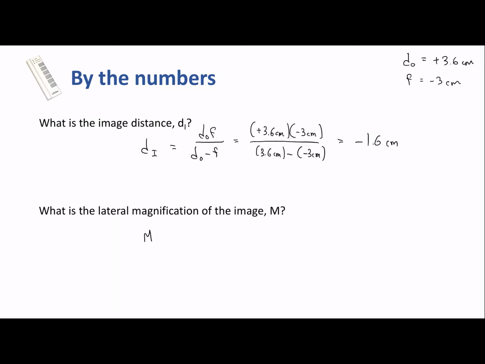Let's think about the lateral magnification of this image, minus the image distance over the object distance. Well, what is that in this case? I have a minus, and again, I have to preserve all of my negative signs. The image distance is minus 1.6 centimeters. I can't lose that minus. And the object distance is plus 3.6 centimeters. The two negatives will cancel out. I'm going to get a plus 0.44.